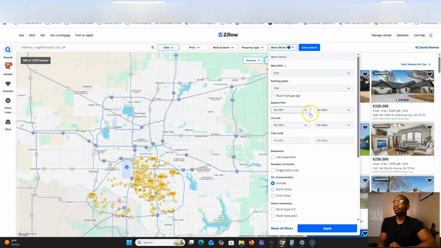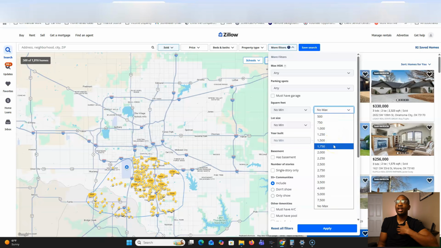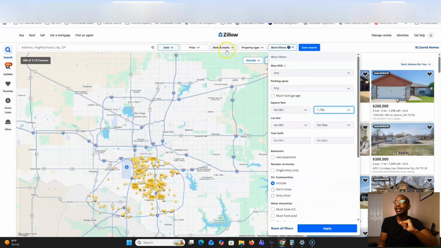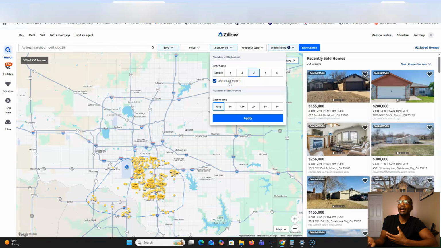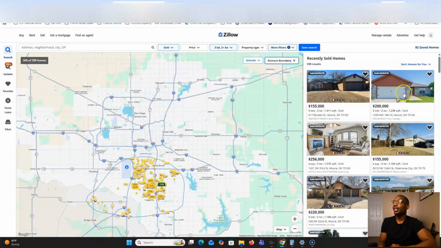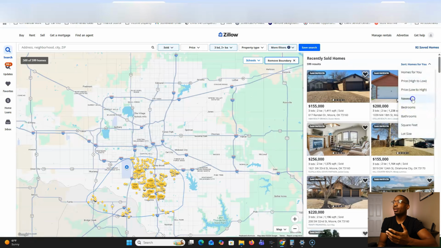And then from here, let's say we're looking at a house because we're looking to wholesale a house that's around 1,500 square feet. So I'll put 1,750, just a little bit higher. And then I want it to be exactly 3 beds because I don't want to look at 4 beds or 2 bedrooms. I want to see exactly 3 bedrooms that's sold in this area. And let's say I have 2 bathrooms or more.